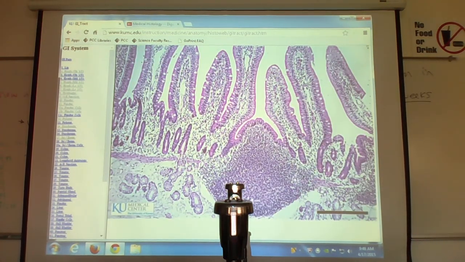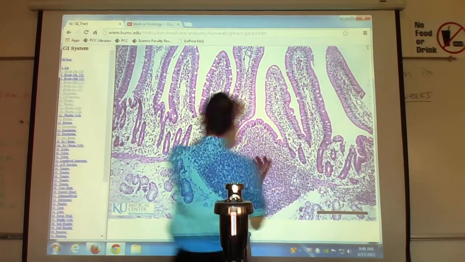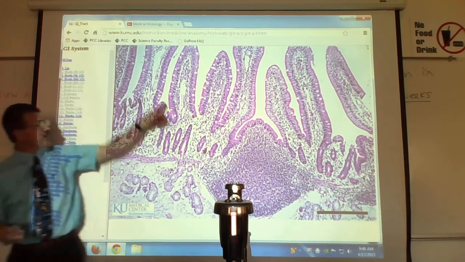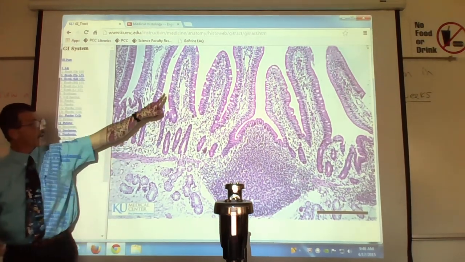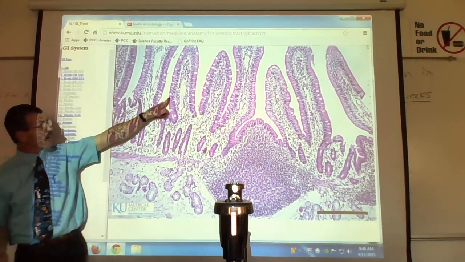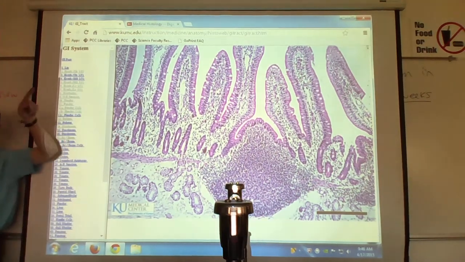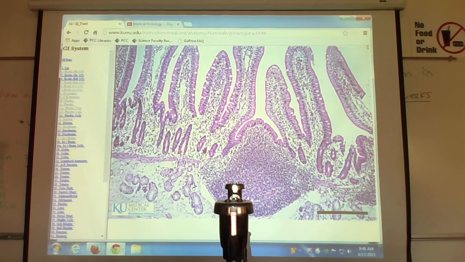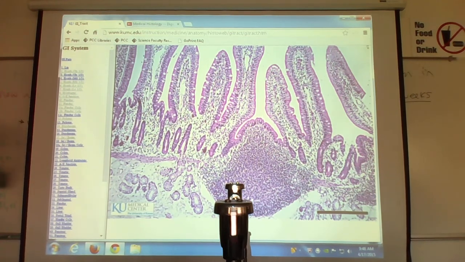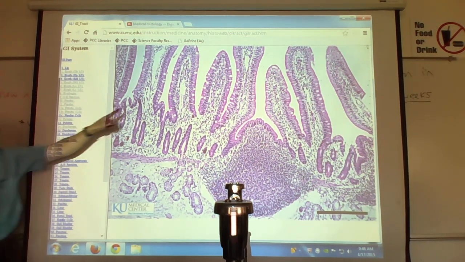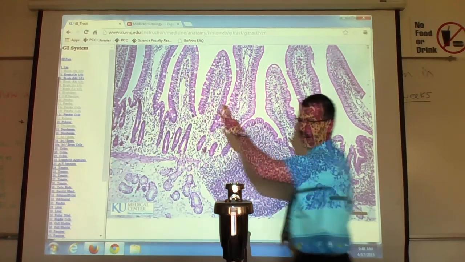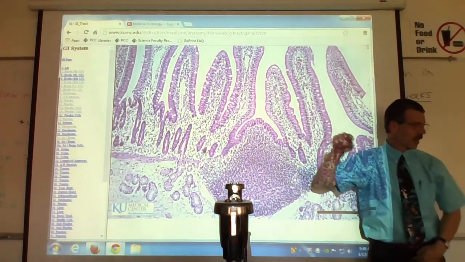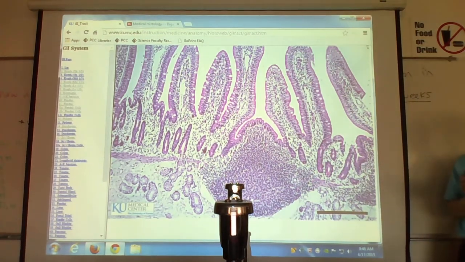If I point to the organ, you say it's the small intestine. I point to this thing, you say villi, which is part of the mucosa. What kind of cell is in your small intestine, from 231? Simple columnar. Right, these are simple columnar because they're long cells, one layer lining the villi of your intestine for absorption and secretion.